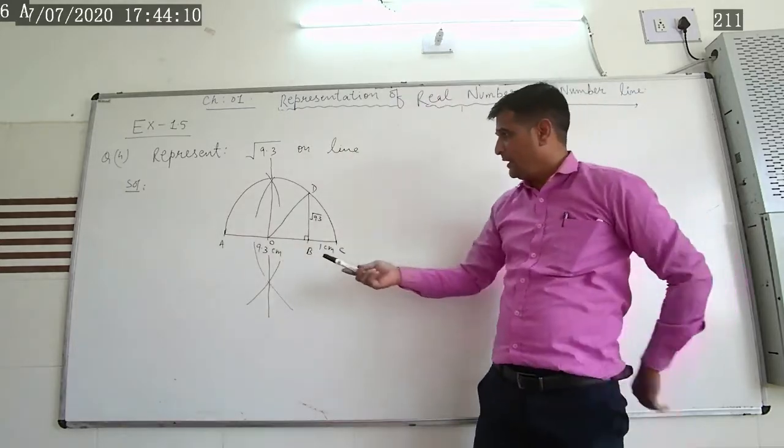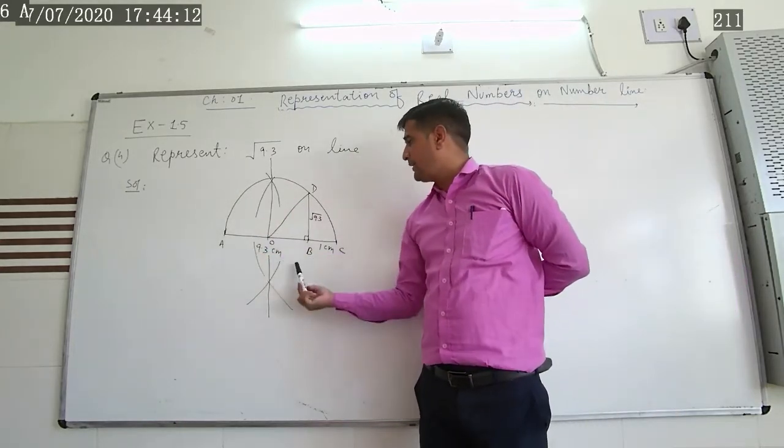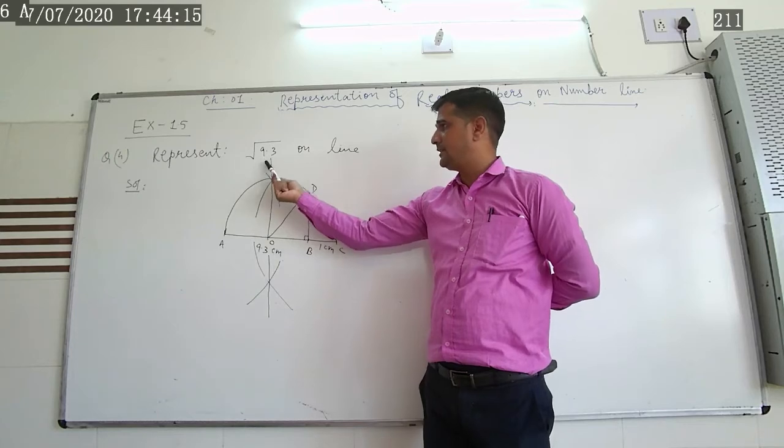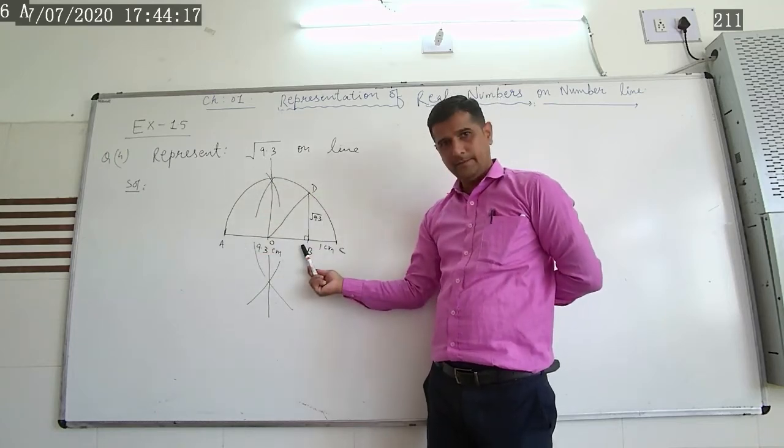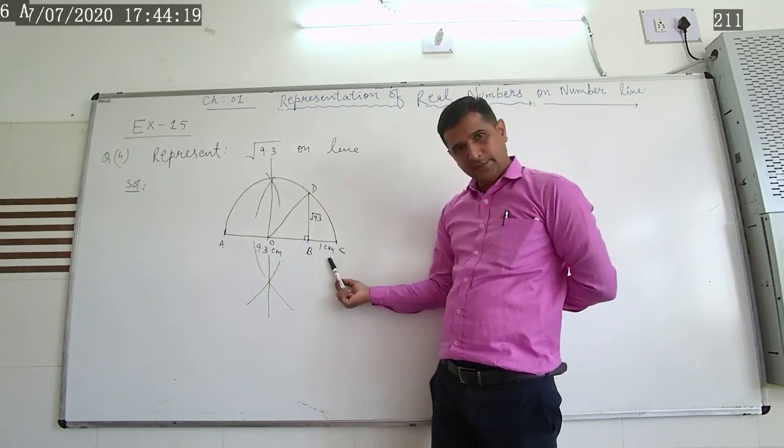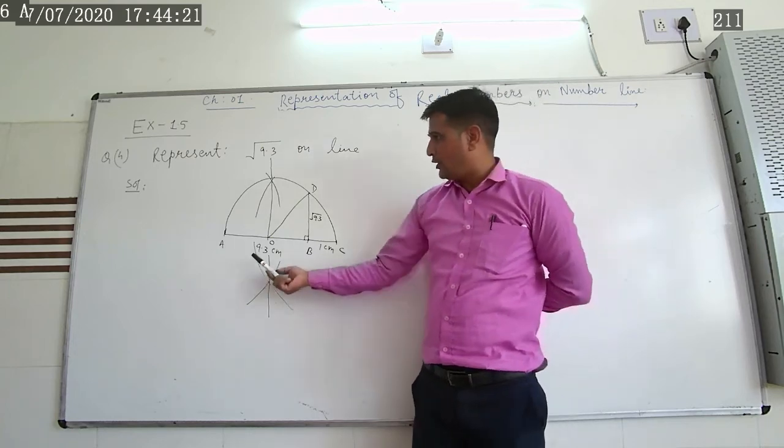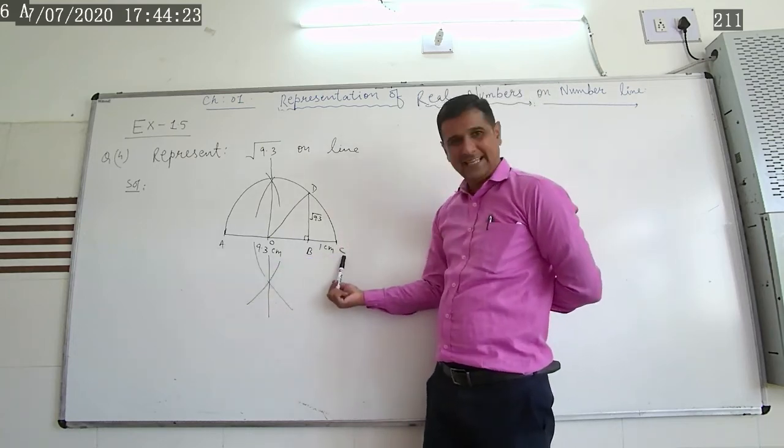Very simple way here. First of all, you draw the number line according to the given length 9.3, AB. Then we need to take 1 centimeter distance. Now the whole line AC.